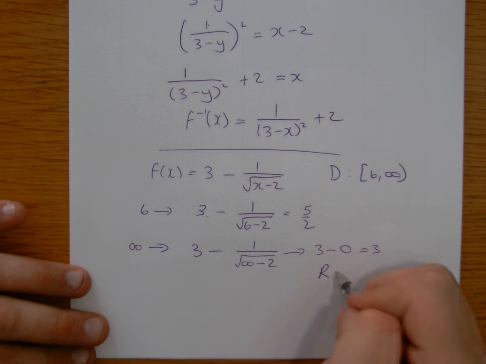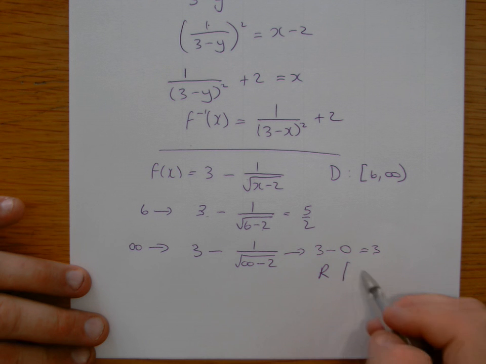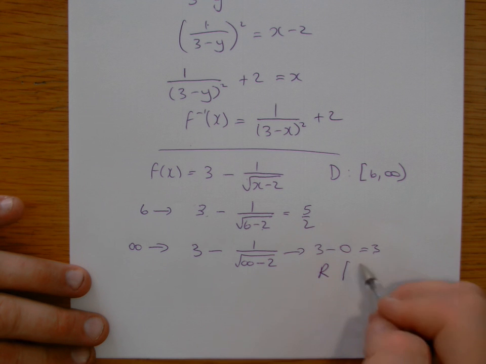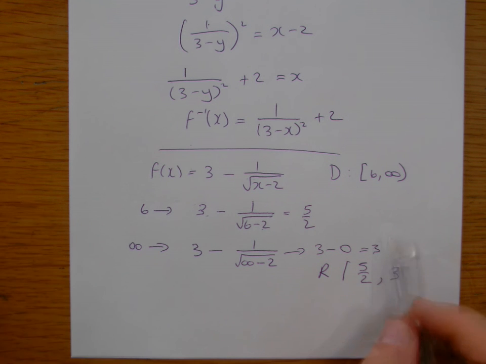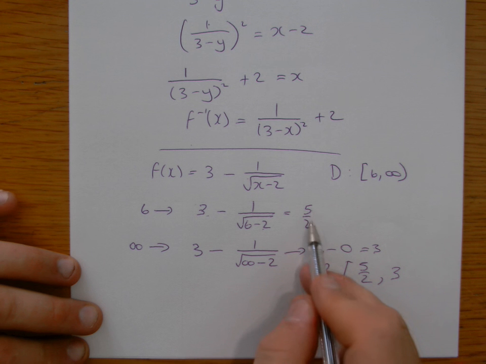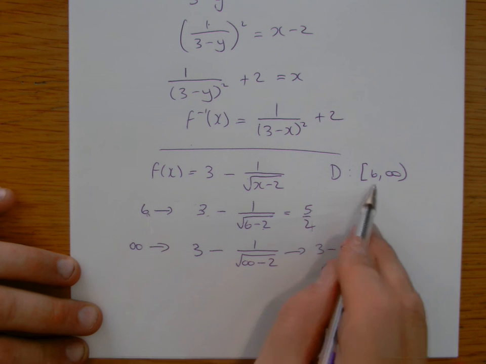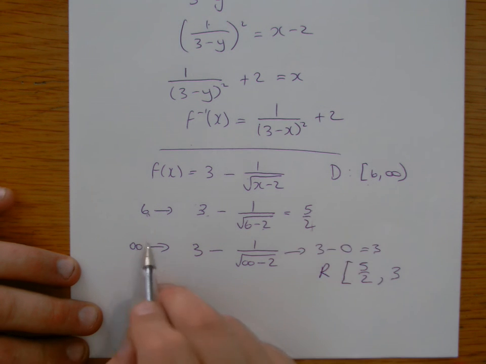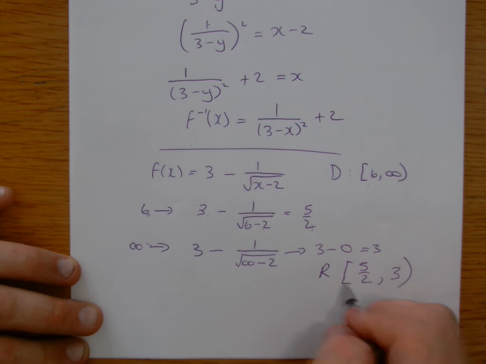So my range will be, well, you put the lowest value first. I've got to be careful, actually, I don't know if it's a square bracket or not. Okay, but the lowest value is 5 over 2, and the highest value is 3. I've got to be careful there, but I think I was right. I think it is a square bracket, because 5 over 2 came from the domain value of 6, which is included, and the infinity value in the domain gave me 3, so that's not going to be included. So that's my range then.